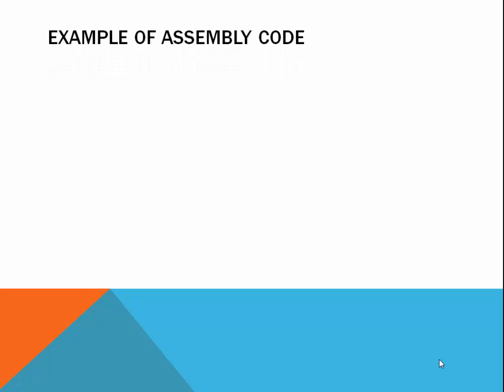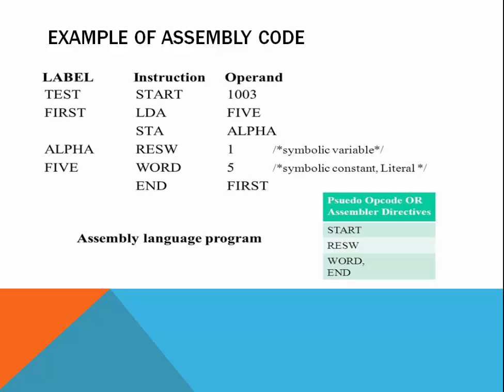Here is a simple example of SIC assembly language programming. As you can see, it consists of a few assembler directives which are not converted into machine instructions and are used to provide instructions to the assembler itself. For example, START, which specifies the starting address of the program.